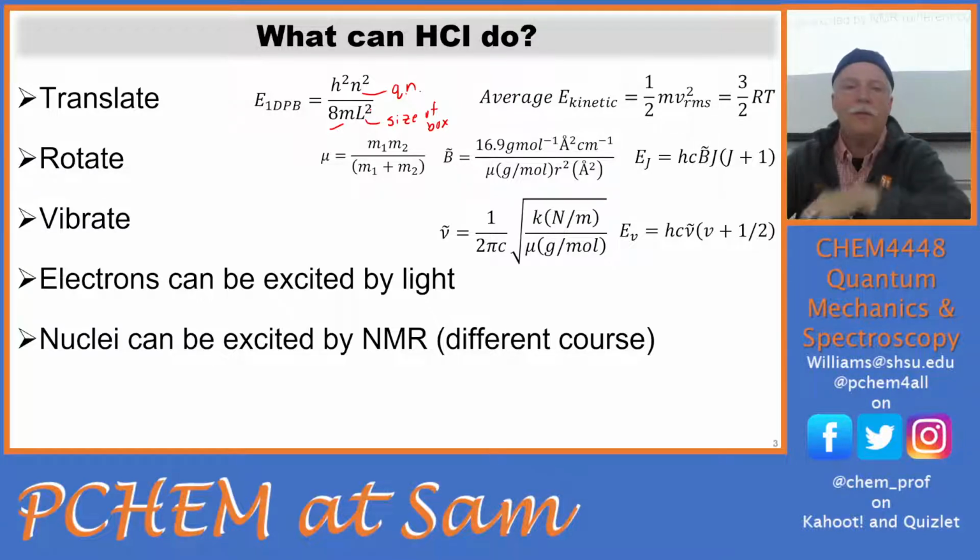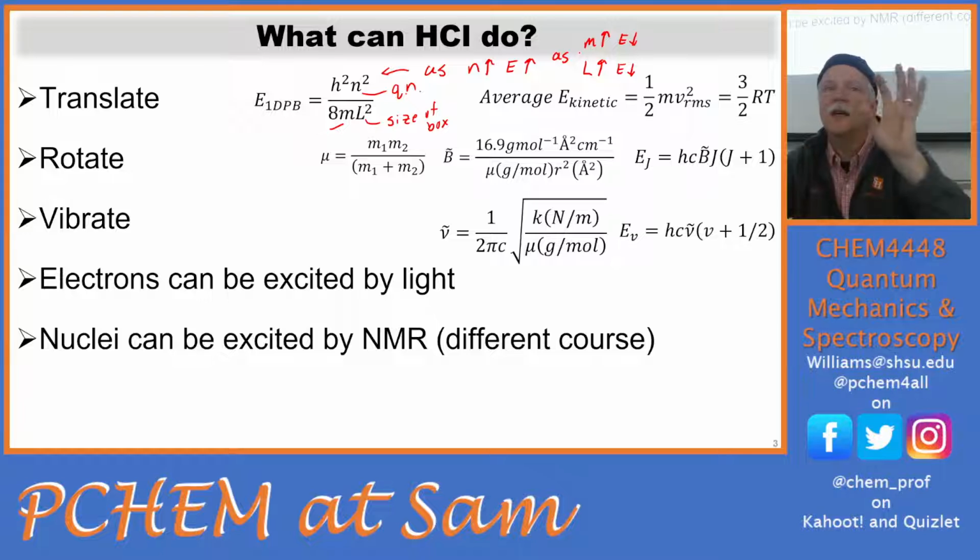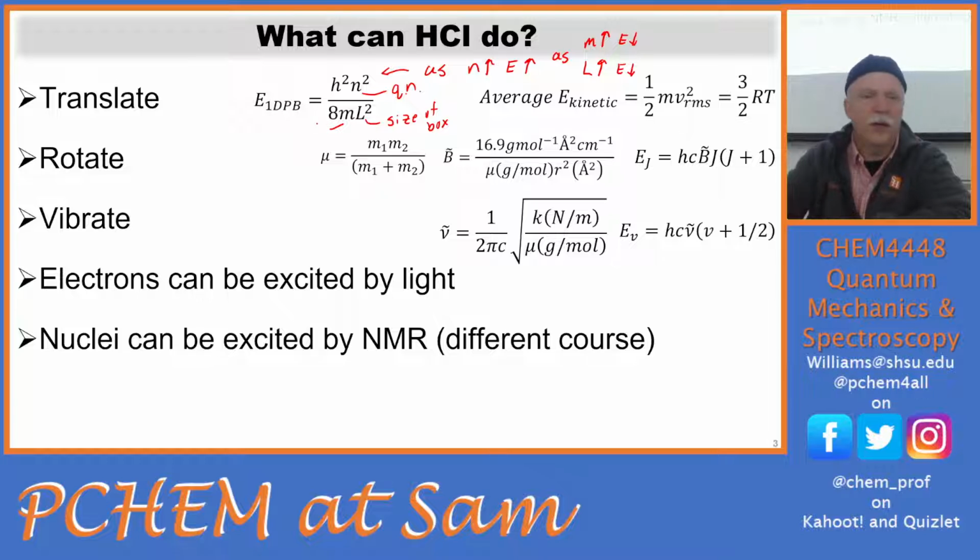Okay. And so let's just do that here for this one. As n goes up, energy goes up. Okay. As m goes up, energy goes down. And as L goes up, energy goes down. You see that? Can you look at that and tell? Now you can put some math to that. If we double the box, what will happen to the energy? So let's do one of those quick questions here.